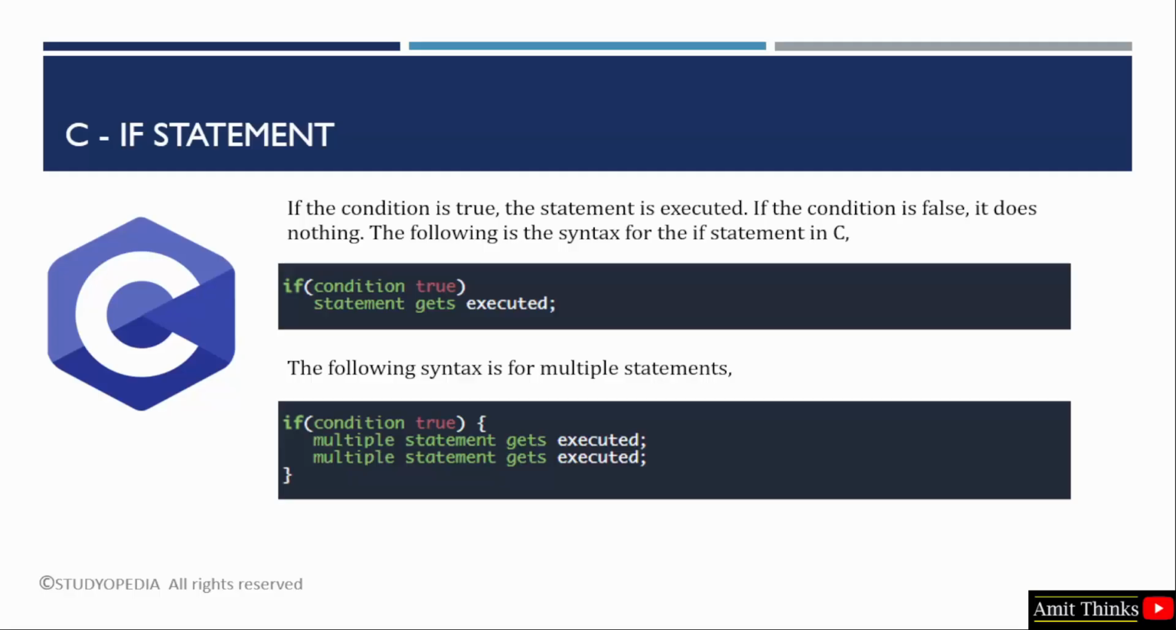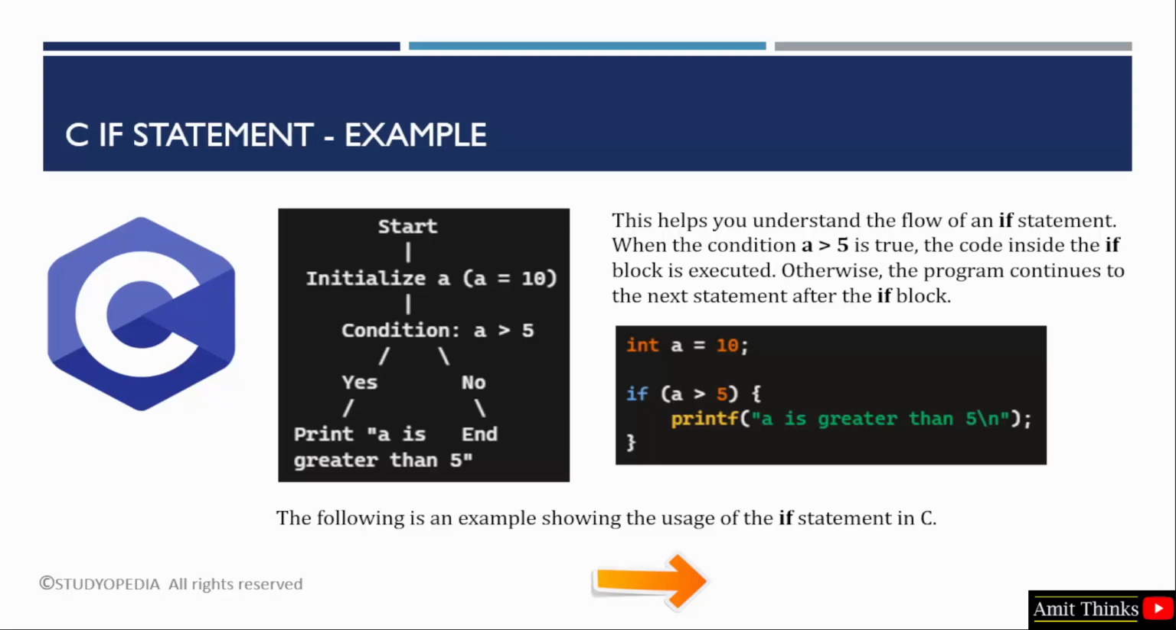Under if statement, we can also execute multiple statements with a single condition as shown in the below syntax. The following is an example. We have also shown a flowchart. So your program begins, you have initialized a is equal to 10. After that, a condition is visible under if a is greater than 5. Yes, a is greater than 5, so the condition is yes. Therefore, a is greater than 5 will get printed. That's it. If the condition wasn't true, the program continues to the next statement after the if block.